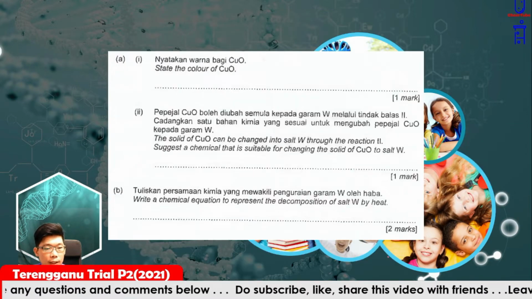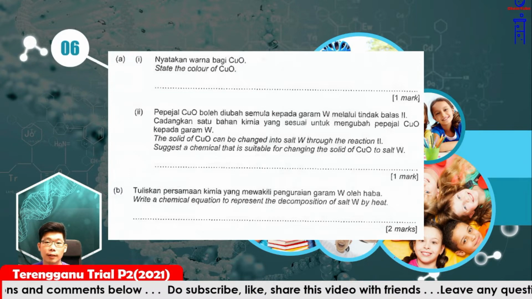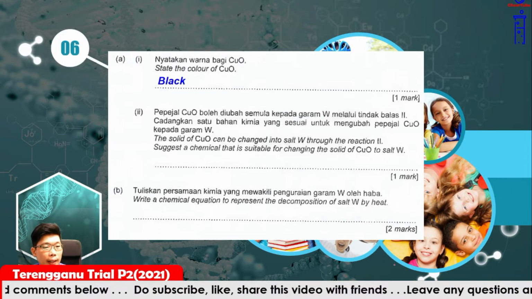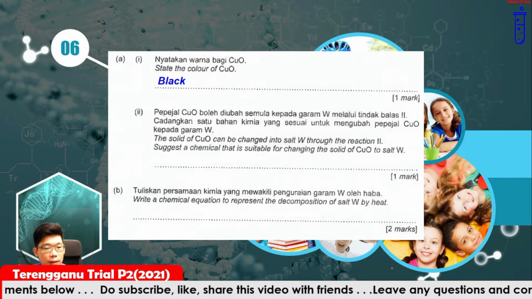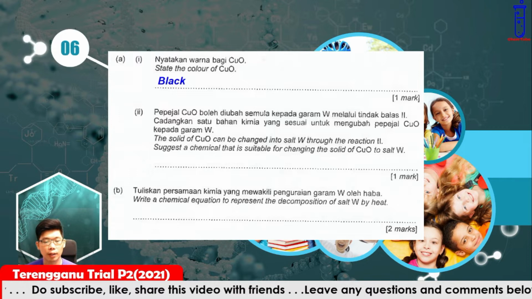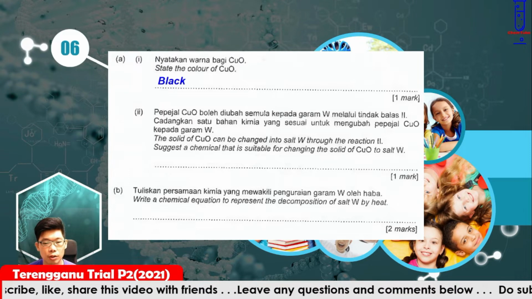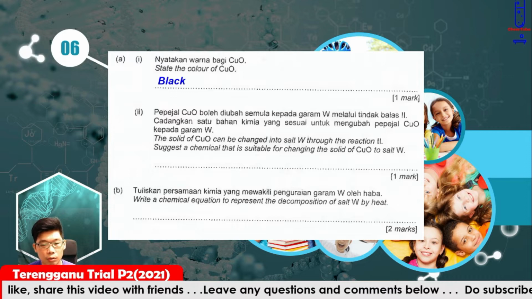So let's see the question. State the color of the copper 2 oxide. So what do you think? Yes, it is black color. Now the solid of copper 2 oxide can be changed to solution salt W through reaction 2. Suggest a chemical that is suitable to change the solid copper 2 oxide to salt W.